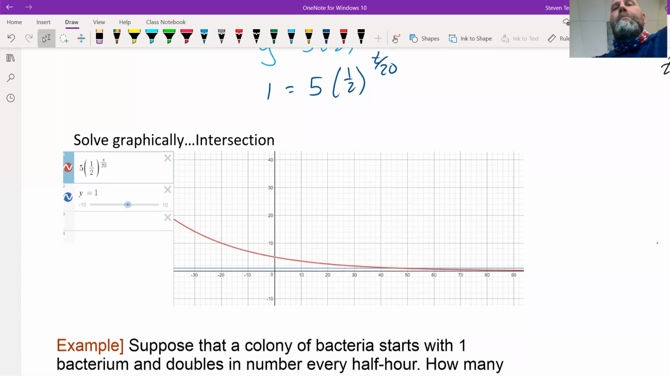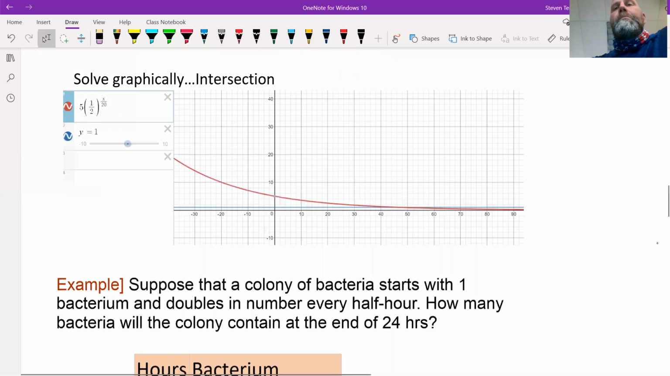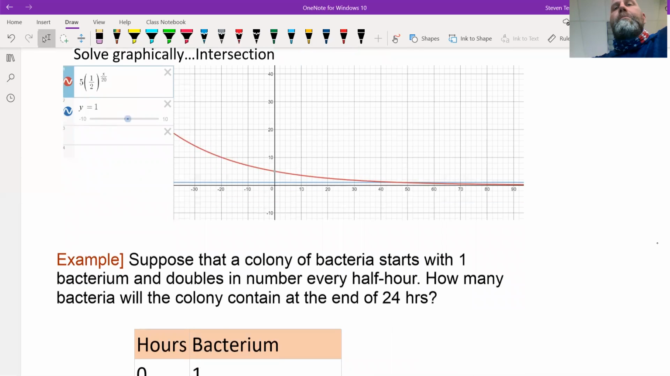So I'm using Desmos here as an illustration. You can plug in your model, and then plug in what your y is going to be, a 1, and find the intersection, and that's going to be how many days it took. Okay, I'm going to move on to the second application.